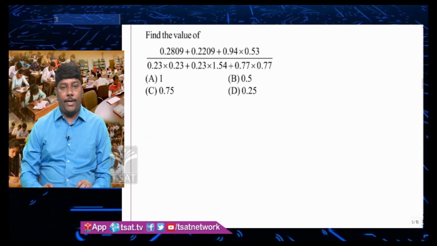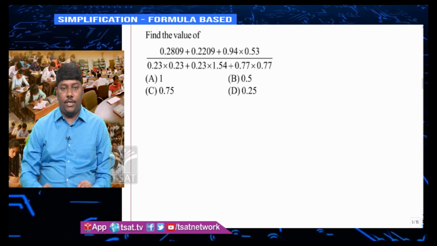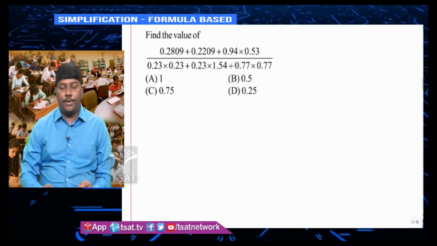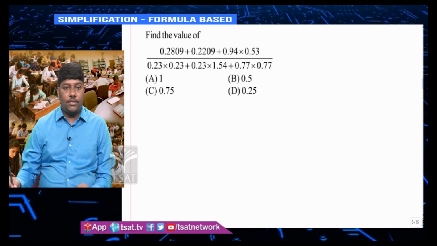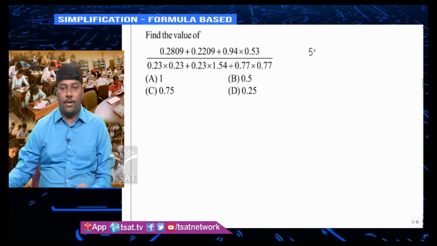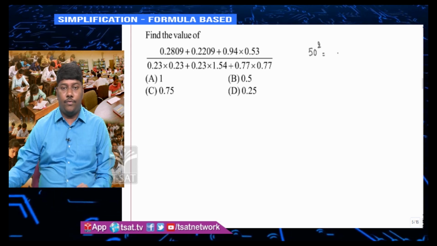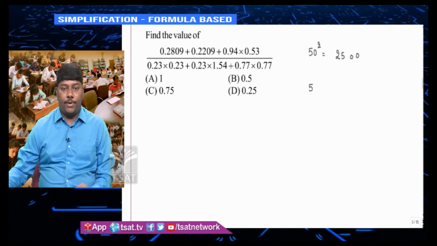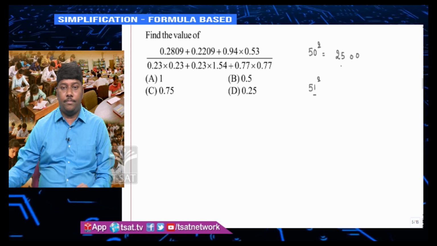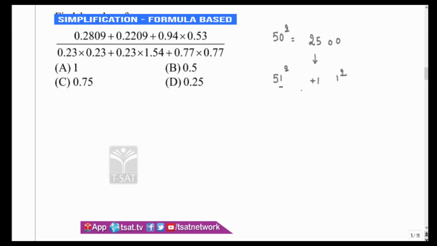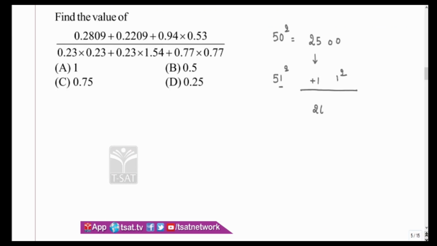Now look at here. Find the value of 0.2809 plus 0.2209. So here it's very important for you to know the squares which are close to 50. I'm just giving you an idea of how to find out the squares which are close to 50. 50 square is 2,500. When I ask you 51 square, you simply add this 1 to 25 and 1 square to this 00. Therefore, it becomes 2601.